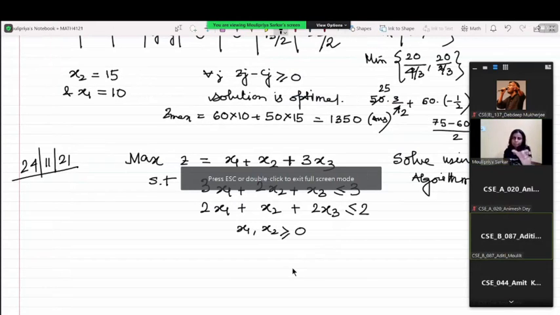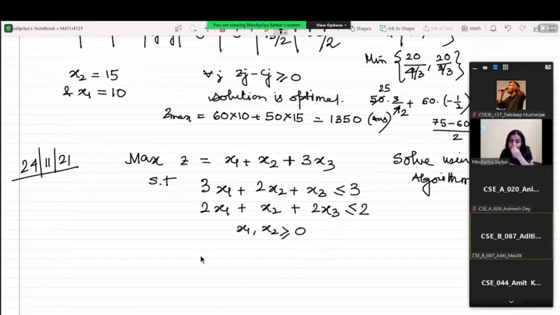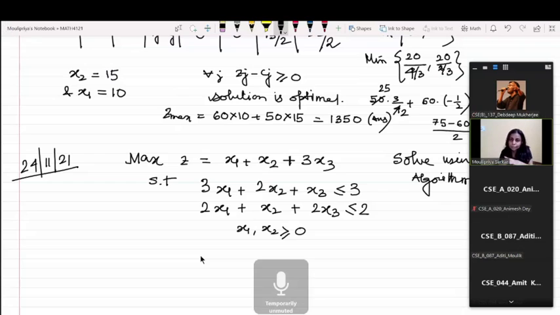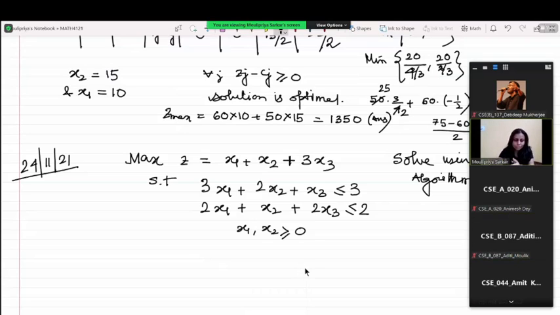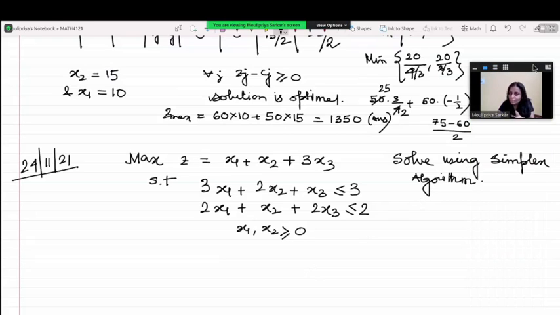Yes, ma'am. The first constraint, the left hand side is less or equal to 3. Sorry, plus x4. Exactly.